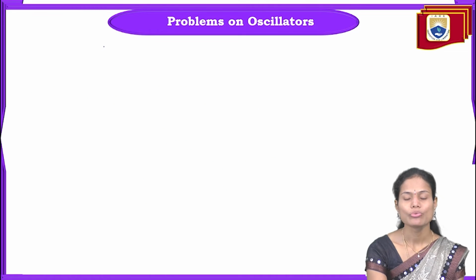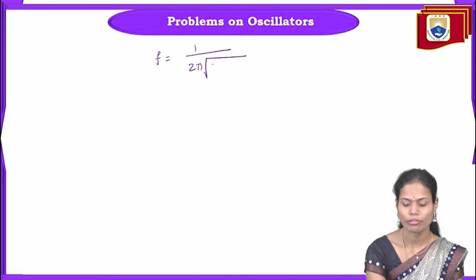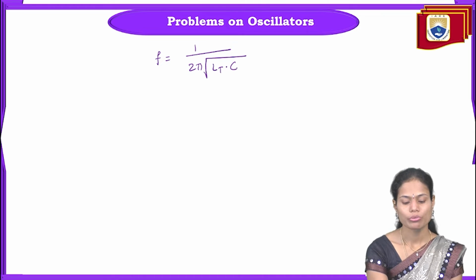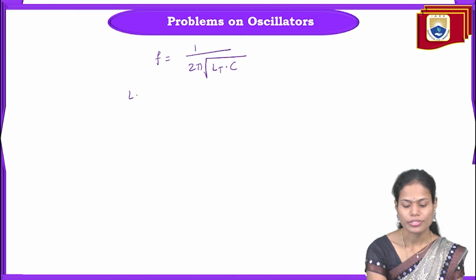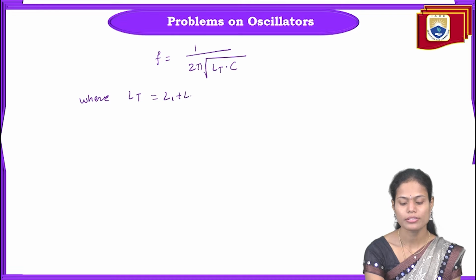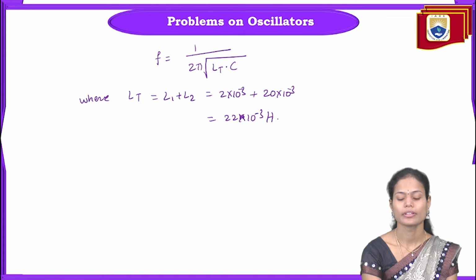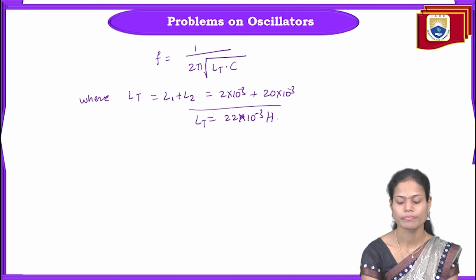So again, by using the frequency of oscillation of the Hartley oscillator, that is F equal to 1 by 2 pi under root of L total, or L equivalent, into capacitance. First we need to calculate the total inductance, which is the sum of the two inductances L1 and L2, that is 2 millihenries plus 20 millihenries. It is nothing but 22 millihenries.